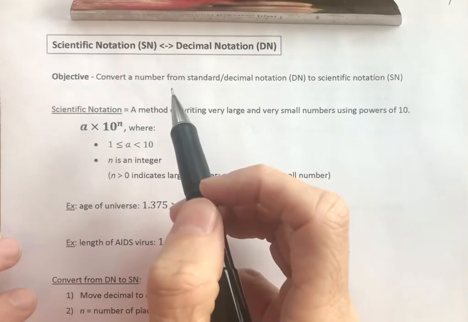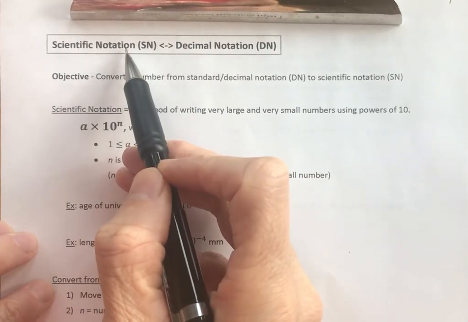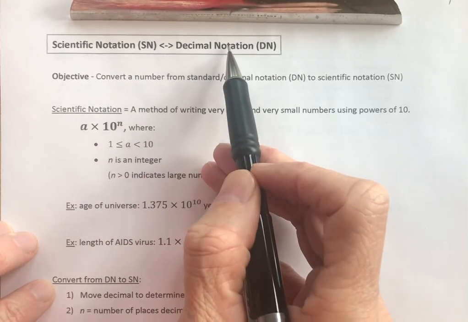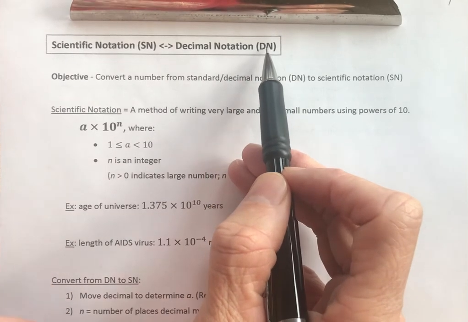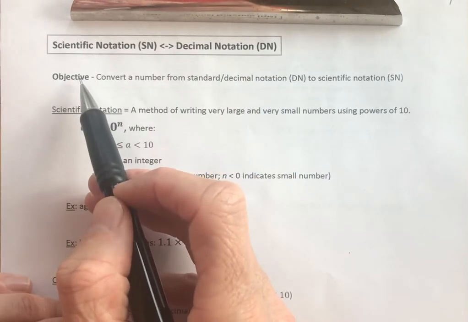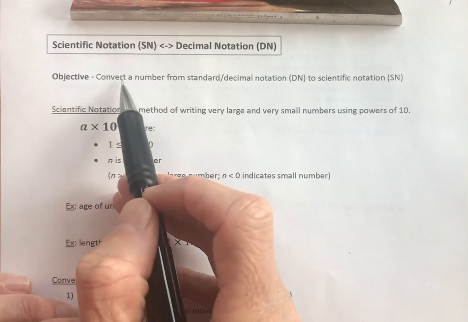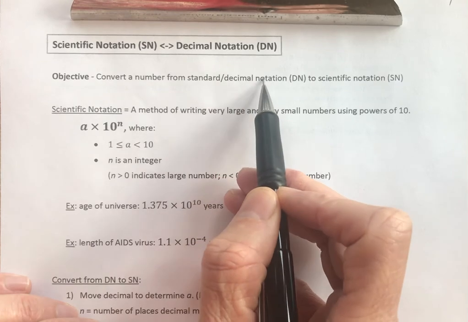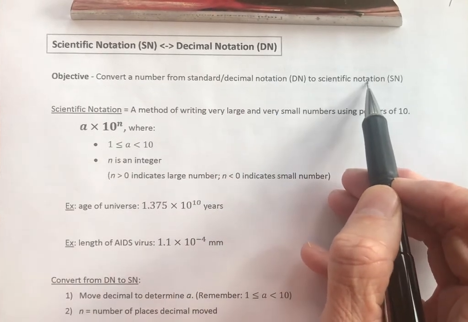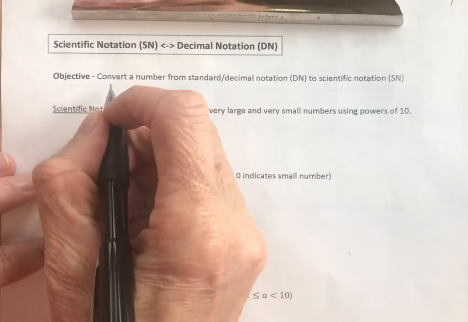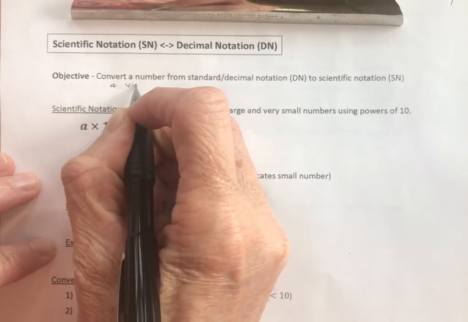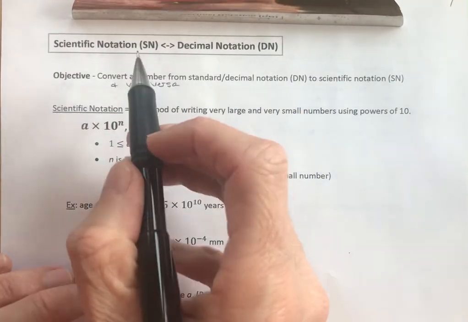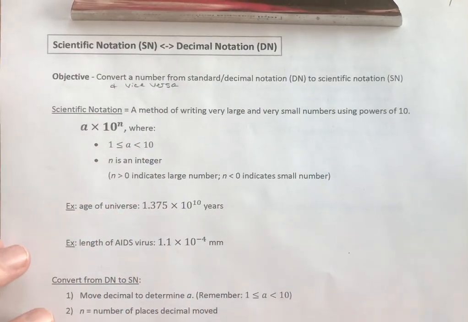In this video, we're going to talk about scientific notation, which I've abbreviated SN, which I may use later, and decimal notation, which I've abbreviated DN and may use later. Specifically, our objective: we want to convert a number from its standard or decimal notation to its scientific notation and vice versa. We want to go back and forth from scientific notation to decimal notation.